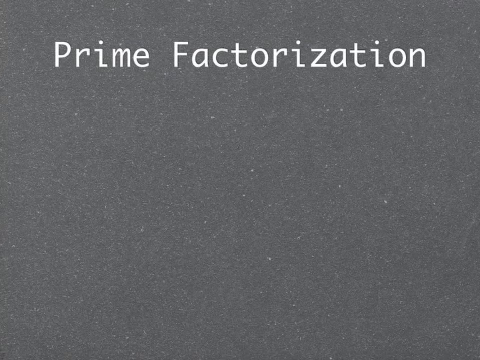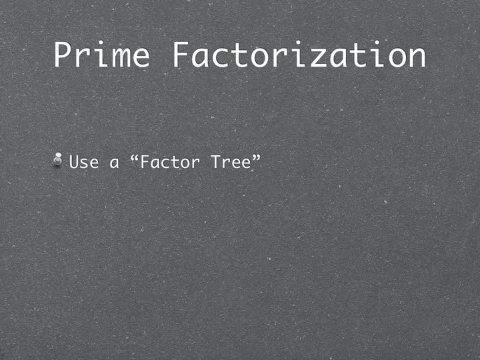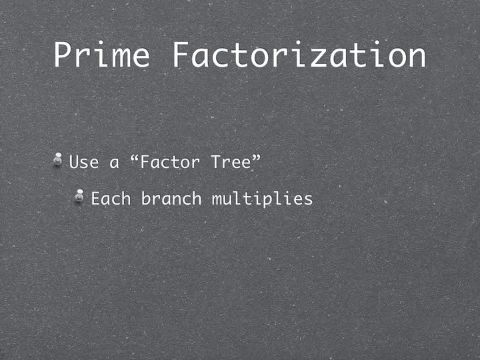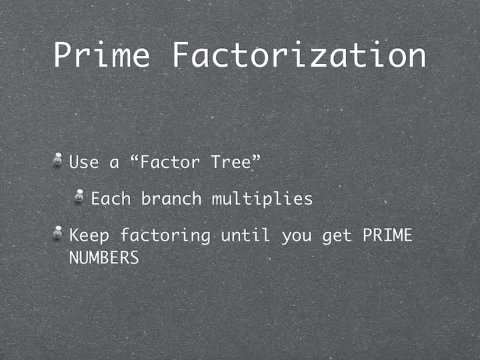So when we do prime factorization, we're going to use something called a factor tree. And basically what that does is we break numbers down into branches, which are factors or multiples. And we're going to keep on breaking down into branches until we get down to prime numbers.